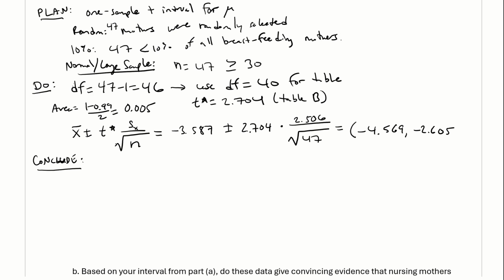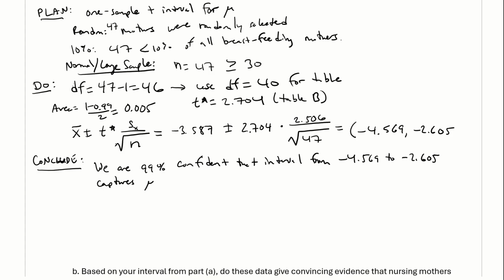All right, so now we are 99% confident that the interval from negative 4.569 to negative 2.605 captures mu, the true mean percent change in BMC for breastfeeding mothers.